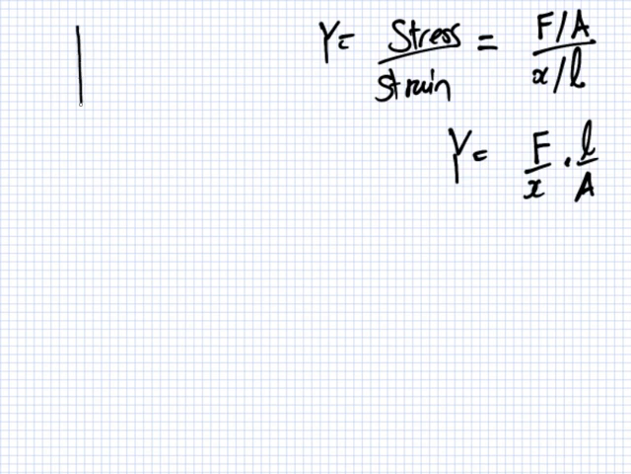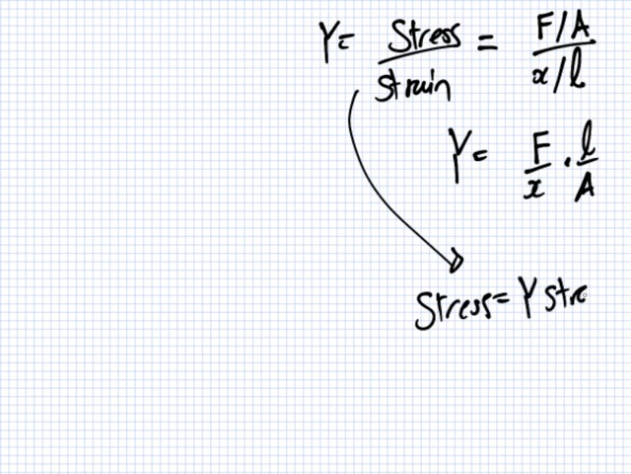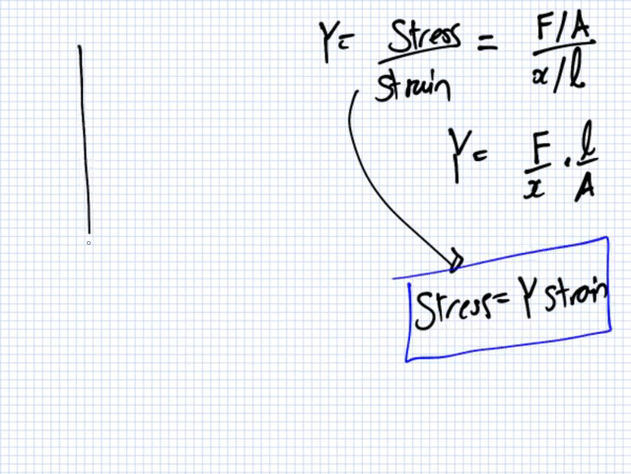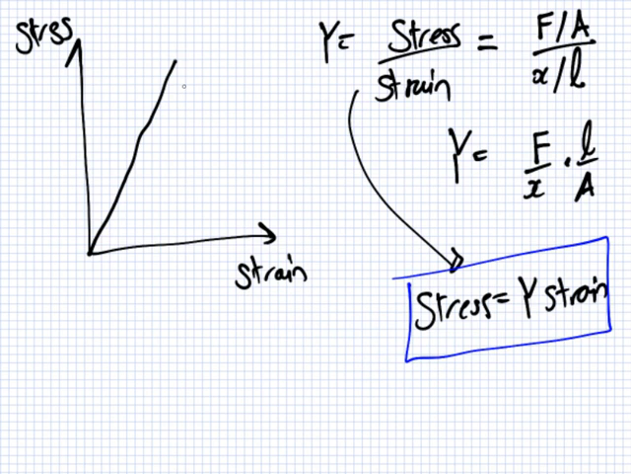If I was to draw a graph, let me just write this as stress equals Young's modulus multiplied by strain. If I make a graph here, where I put strain here and stress here, what shape will this graph be? Straight line, and the slope of this line will be Young's modulus, because this is like y equals mx.